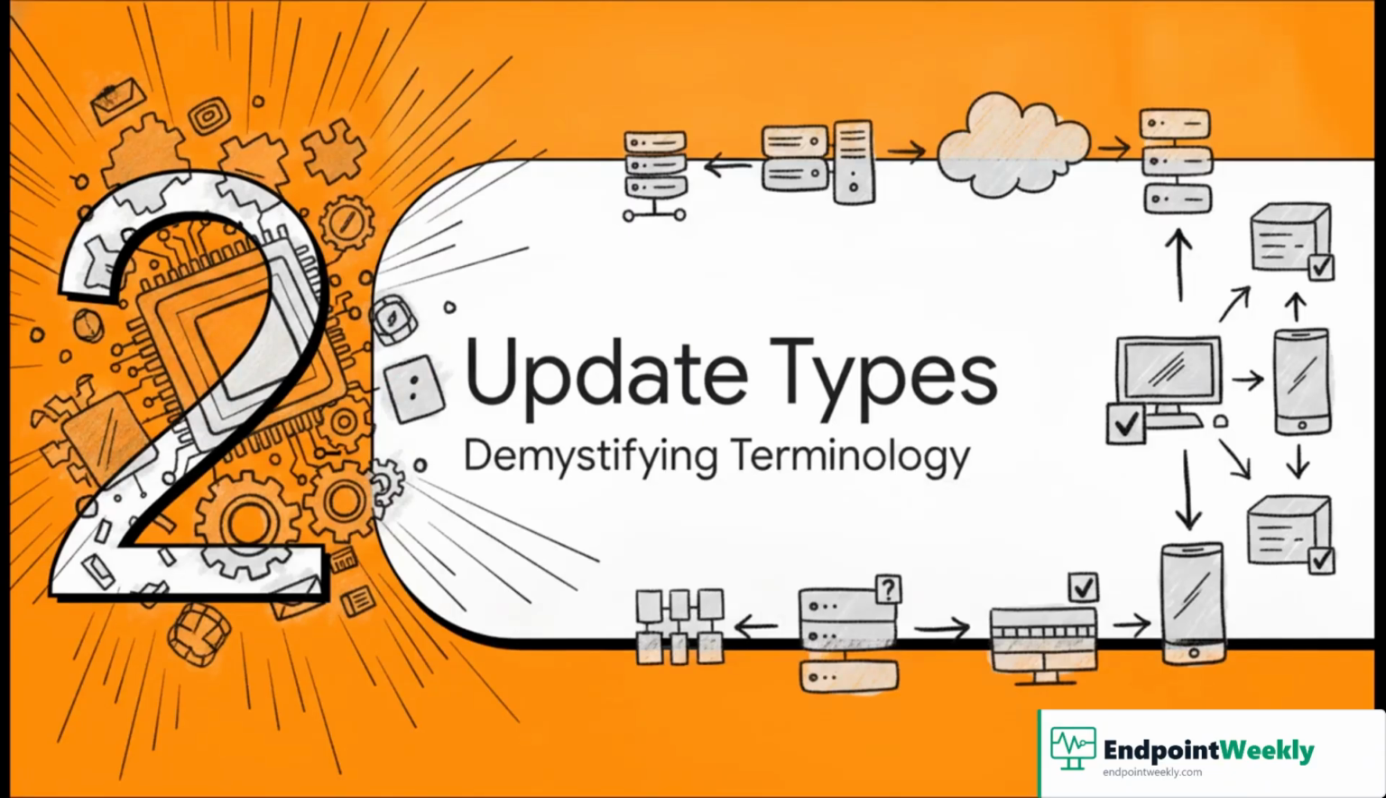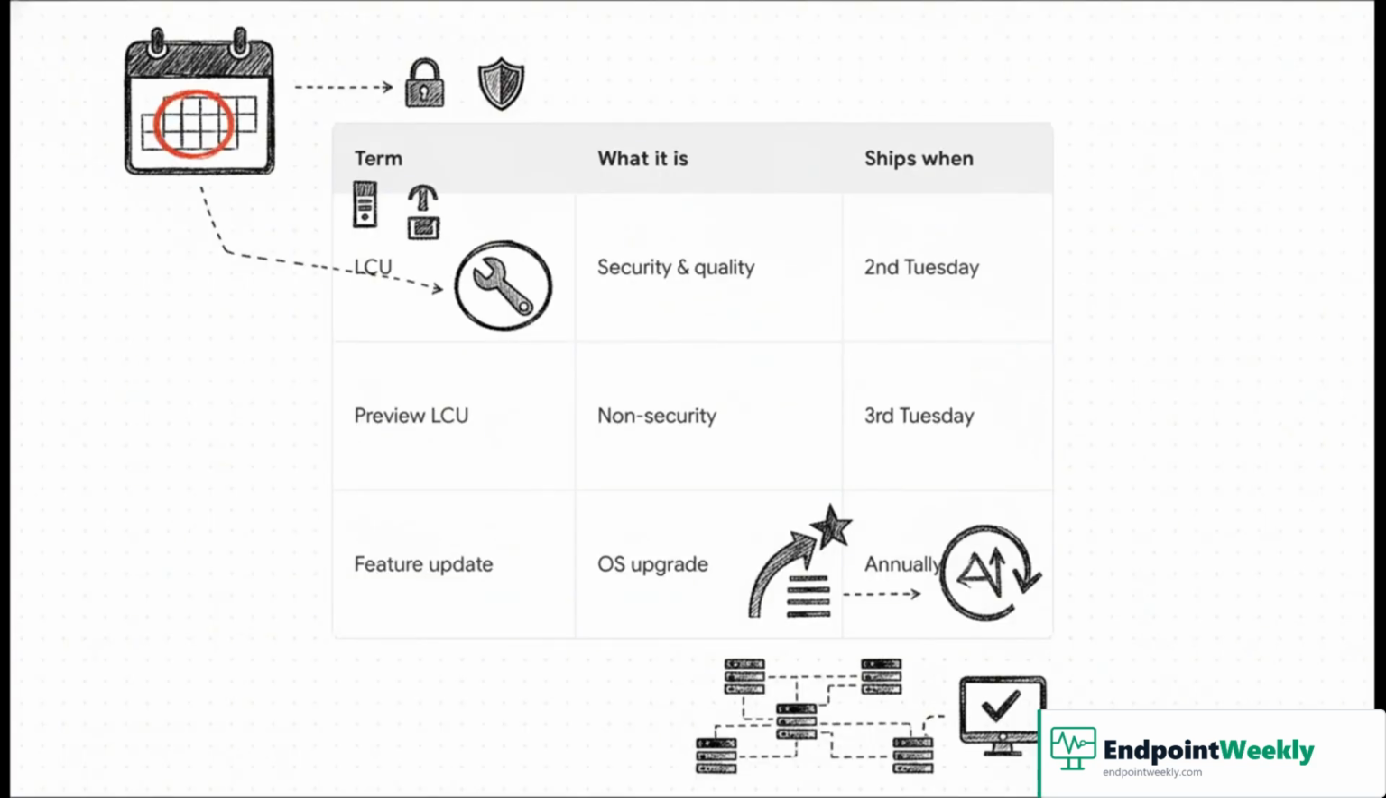Moving on to Section 2, demystifying update types. Let's actually break down the primary payloads you're dealing with. The LCU, or latest cumulative update, well, that's your bread and butter. It's the monthly security and quality update that Patch Tuesday delivers. Then we have the preview LCU, which we just touched on, containing those optional non-security fixes. But here's the big one. Do not confuse these monthly quality updates with feature updates. Feature updates are your major annual OS upgrades, like moving from version 23H2 to 24H2. Those are entirely separate beasts, managed by entirely different feature update policies in your admin portals.